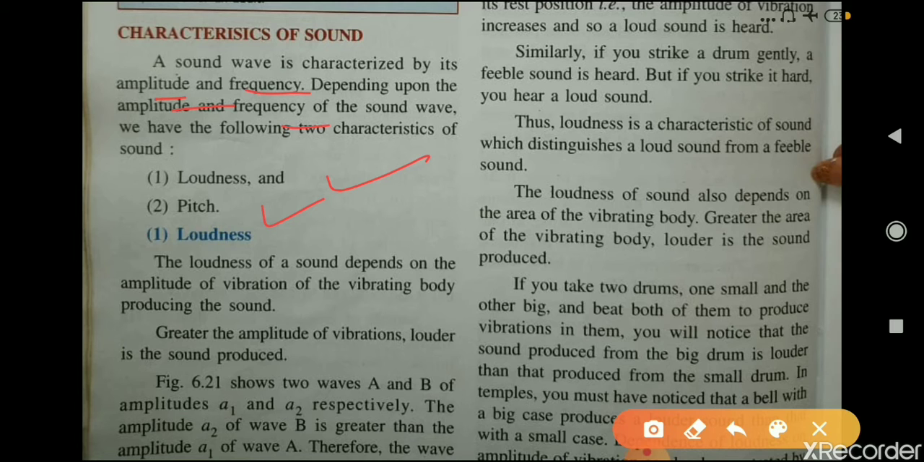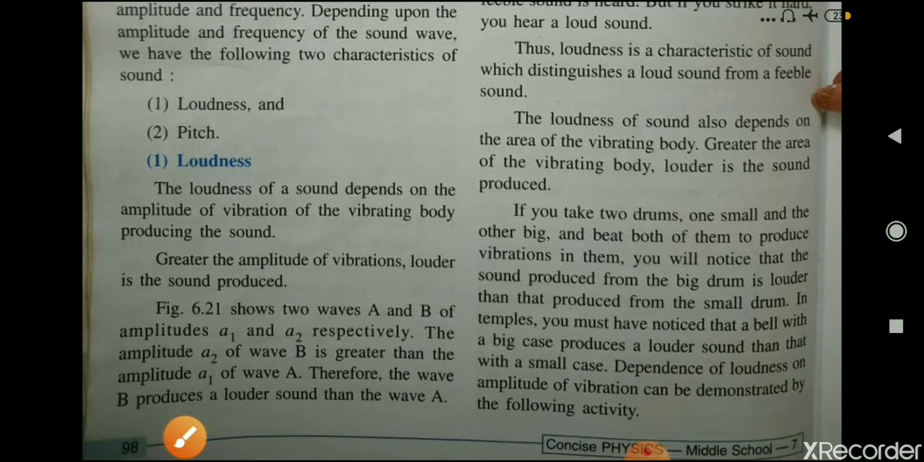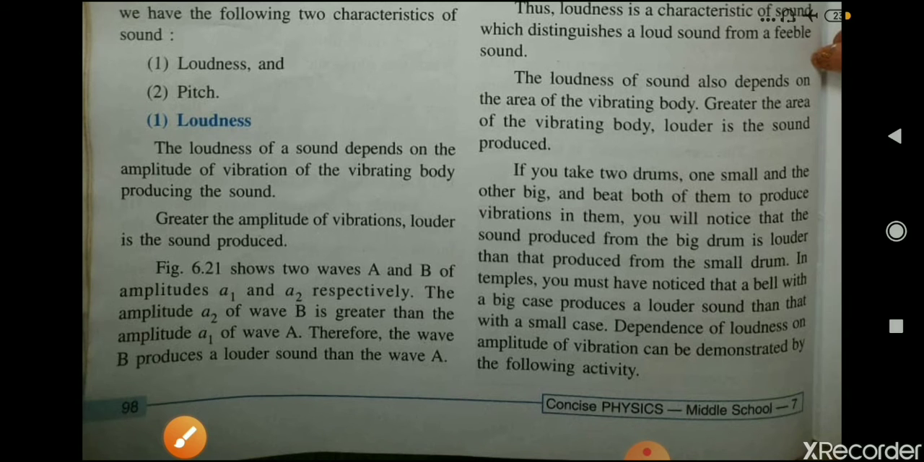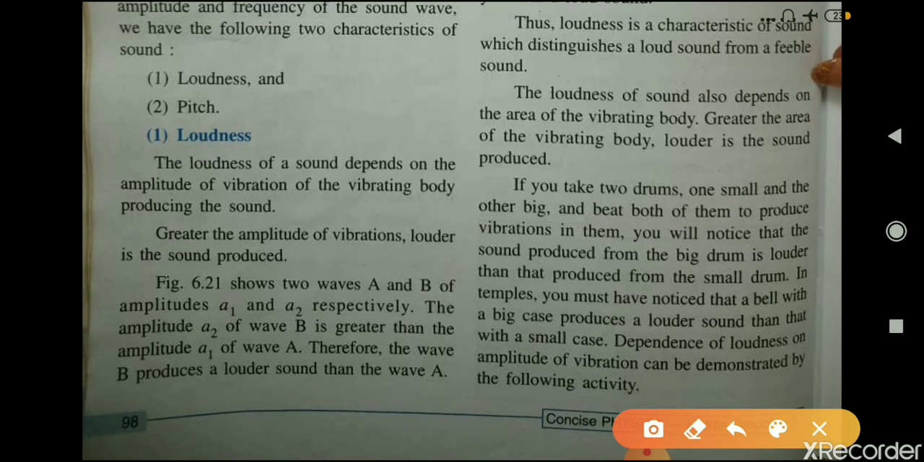Now loudness. Loudness of a sound depends upon the amplitude of the vibrations of the vibrating body producing sound. This means loudness depends upon the amplitude of the vibrations produced by a sound.